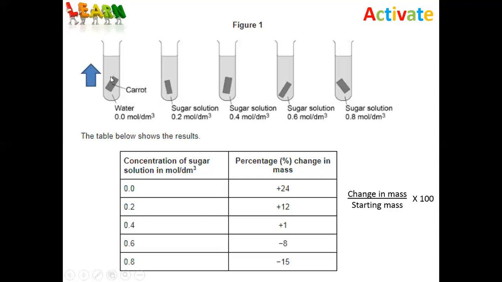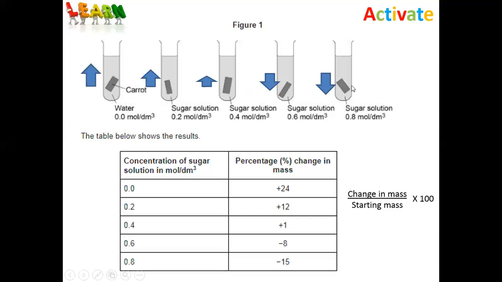So that's gained mass. The next one has gone up 12, so it's gone up, but not as much. The third one has gone up as well, so it's gone up by only 1, but it has gone up. The next two, in a stronger sugar solution, this one has gone down and that one's gone down too, but by a greater percentage. So these three have gone heavier, these two have got lighter.